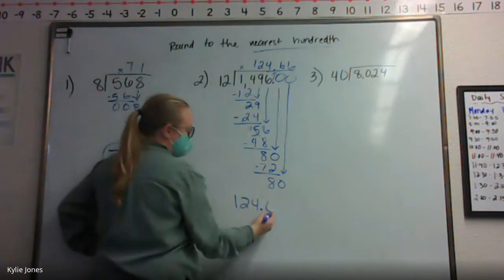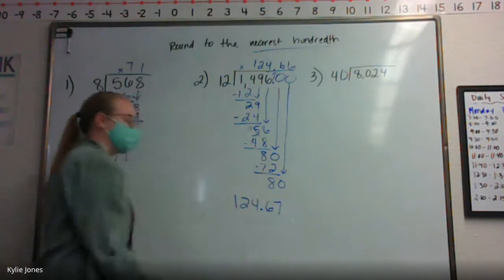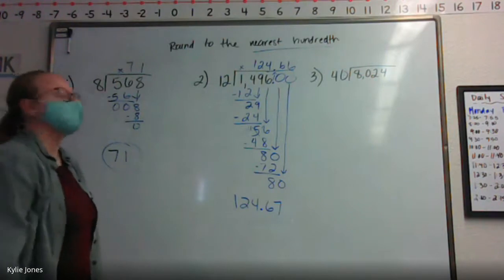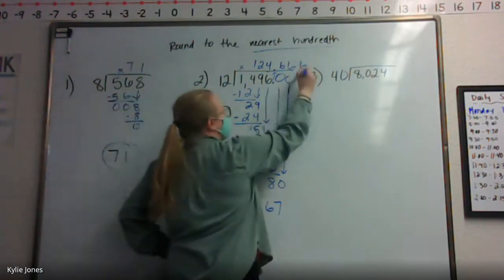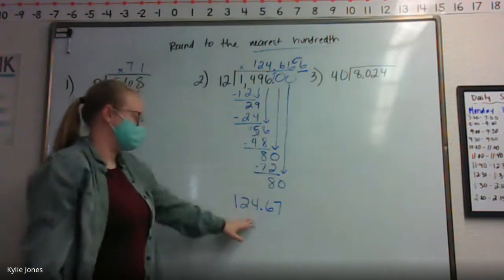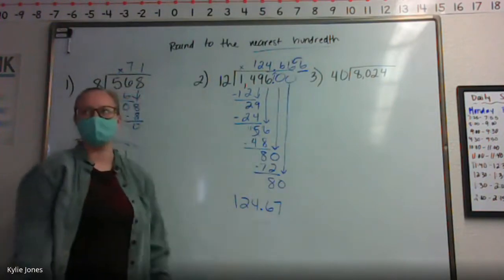124 and 6.7. 6.67. Where did I get the 7? By the next one. Good. The next one would have been a 6. You take the 6, round this up to a 7. So 124 and 67 hundredths.